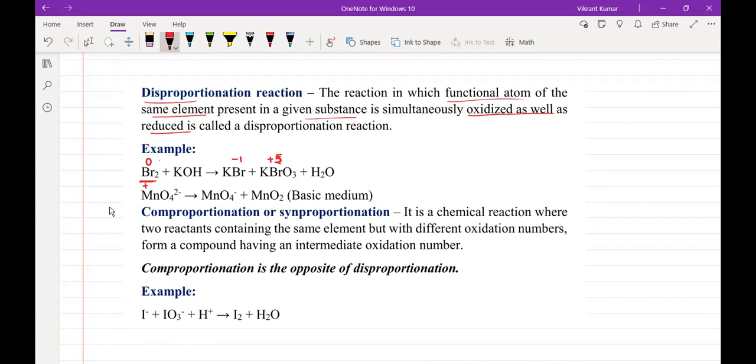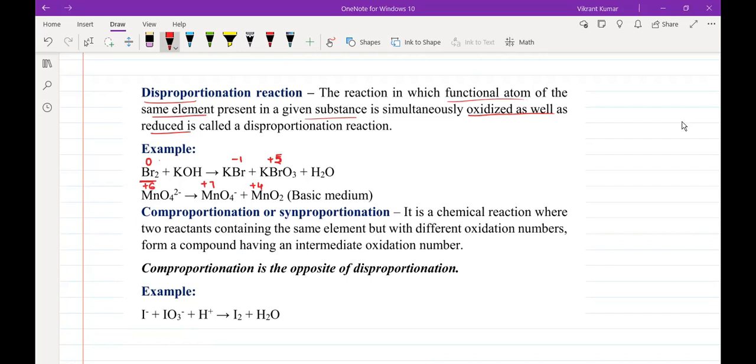Again, if you see this one, here Mn is +6, it is going to +7 as well as +4. So 6 to 7 is oxidation, 6 to 4 is reduction. And that's why this is called disproportionation. Opposite to that is called comproportionation.